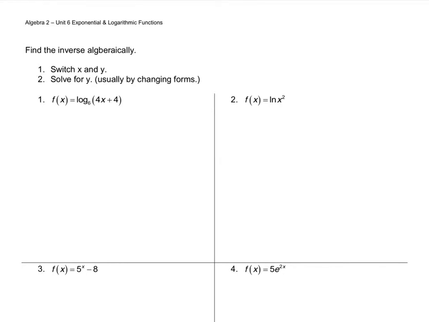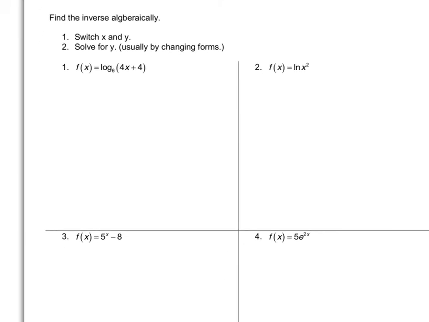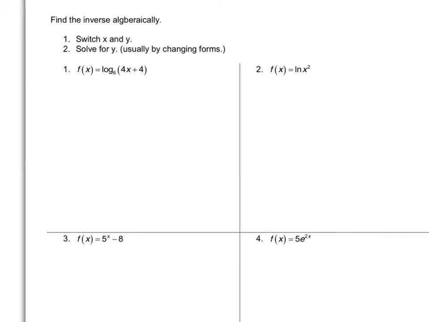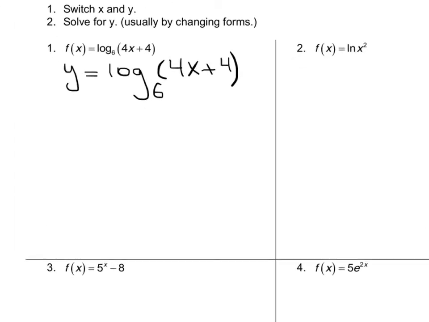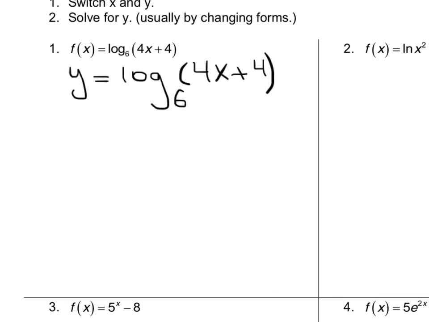Now on this page, I'm going to be doing 1 and 3, and I expect you to try number 2 and 4 on your own. So let's start on number 1. Now we have to find the inverse algebraically. So to do that, first of all, let's write the equation with log x and y. Okay, now the first thing that you should do is to switch x and y. So instead of y equals, I'm going to have x equals log base 6 of 4y plus 4. Now we have to solve for y.